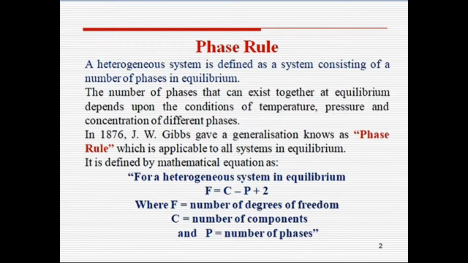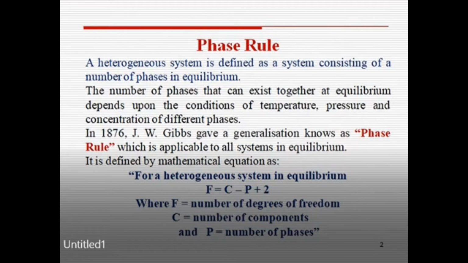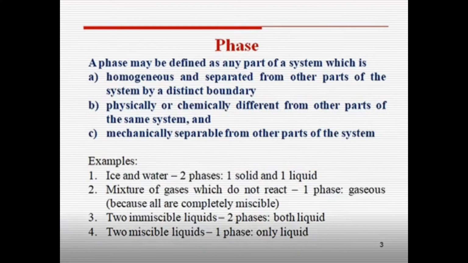Now we will define these three terms one by one. So the first term is phase. A phase may be defined as any part of a system which is, number one, homogeneous and separated from other parts of the system by a distinct or visible boundary. Second, physically or chemically different from other parts of the same system. And third, mechanically separable from other parts of the system.